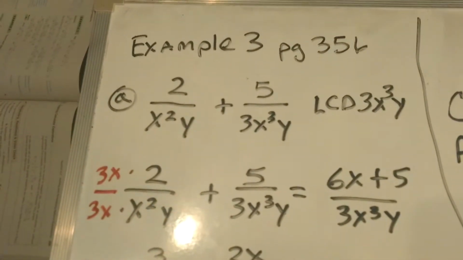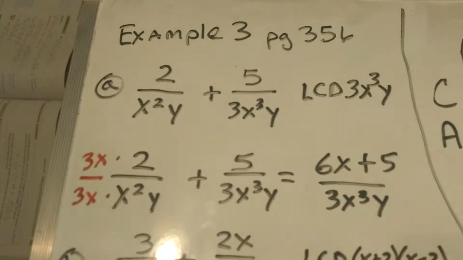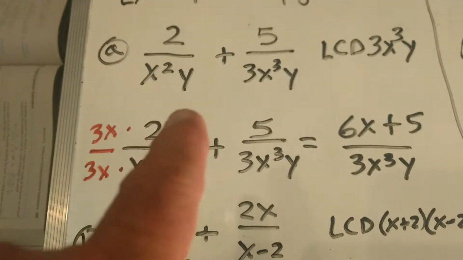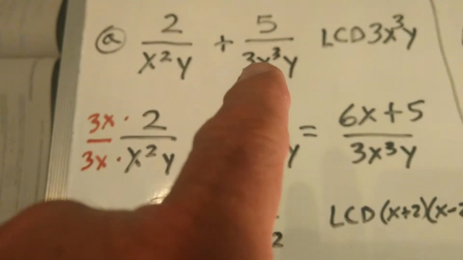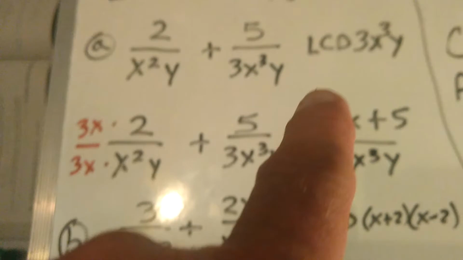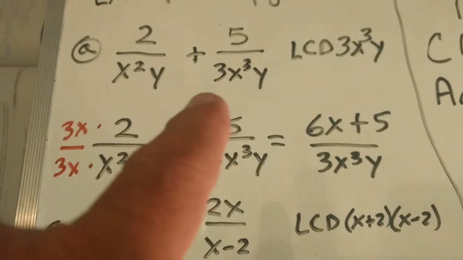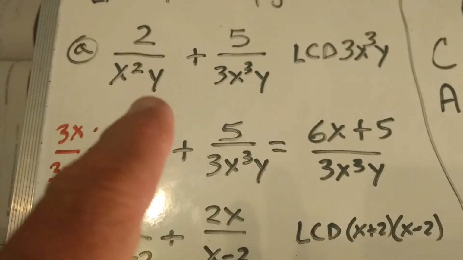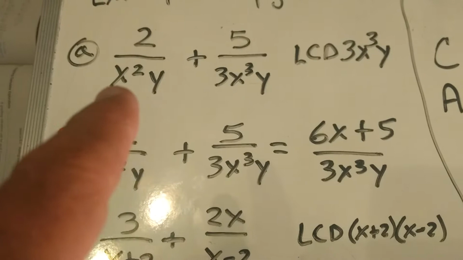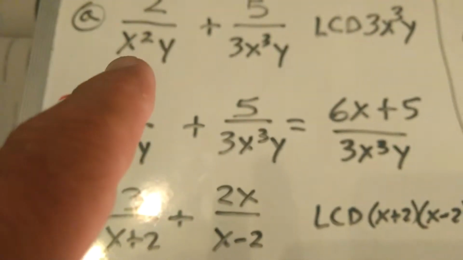Come over here. Example 3 has 3 problems in it. It's on page 356. The first problem is right here where it says 2 over x squared y plus 5 over 3x to the third power y. Our least common denominator is the largest number that's in front, which happens to be just a 3. And it's the largest exponential power. Here we have 2 x's, we have 3 x's, so we have to take 3 x's. And we have 1 y, and 1 y, so we only take 1 y.